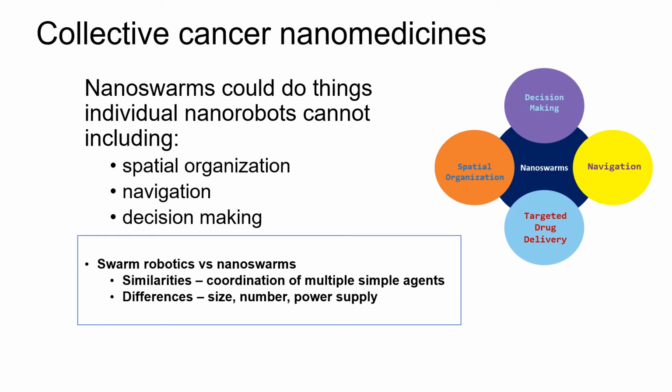The first difference is in size. Nanoswarms are dealing with particles or entities on the nanoscale, whereas in swarm robotics, this is much more on the macro scale. And in swarm robotics, the numbers that you have to make up a swarm can be hundreds or thousands, whereas in nanoswarms, these are millions, billions, or trillions. And when it comes to the power supply in swarm robotics, this could be battery powered, whereas in nanoswarms, this could be powered by enzyme powered methods, acoustic, magnetic, light, or electric methods.